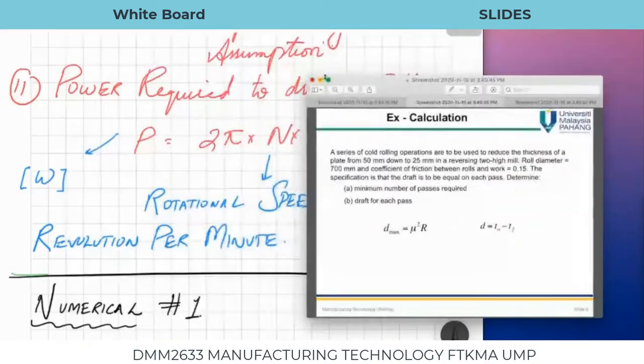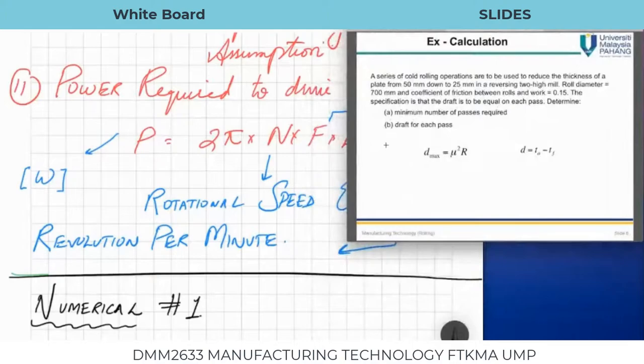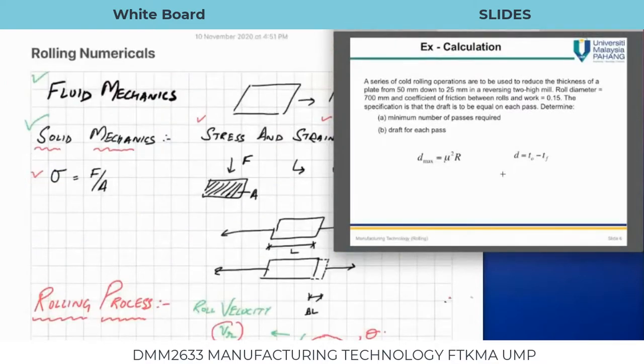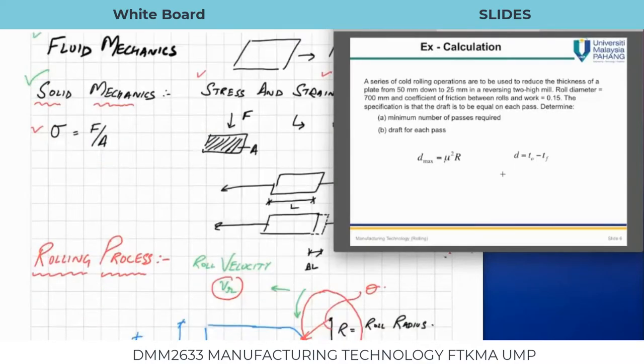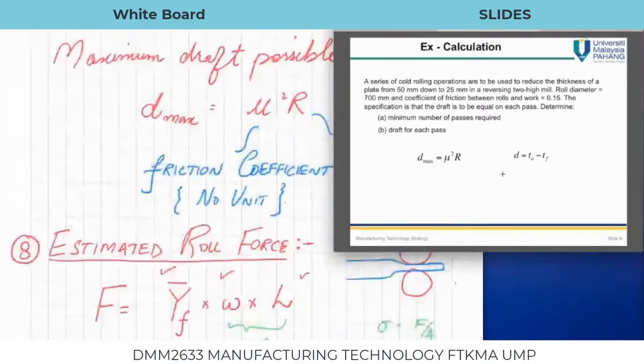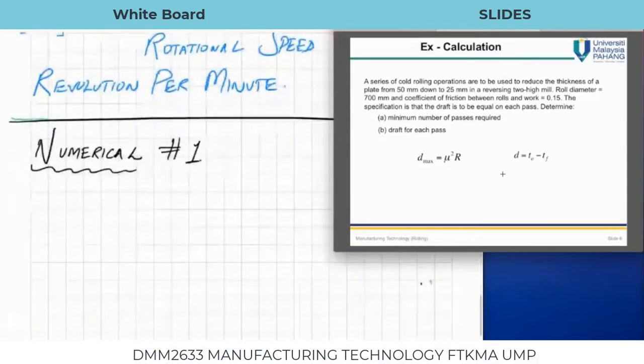I have got our numerical number one. So today I will show you how to solve the numericals in exams. It is very important to follow this procedure. If you follow this procedure for all kinds of subjects, then the lecturers will be very happy and they will give you marks for given data, calculation, and given formula.